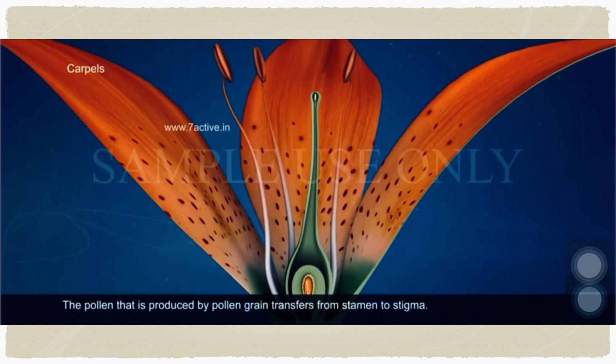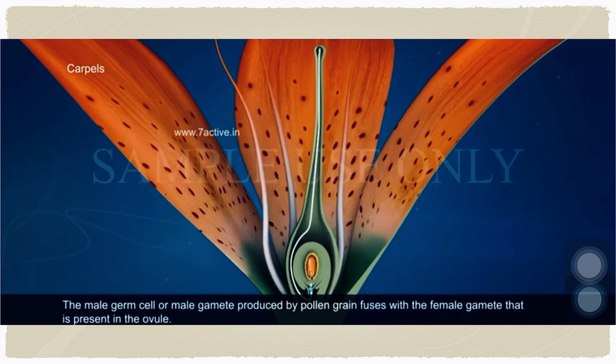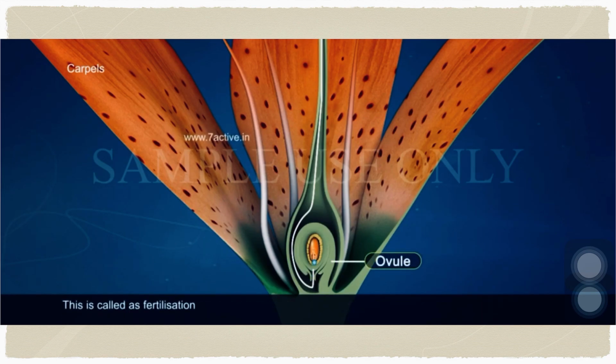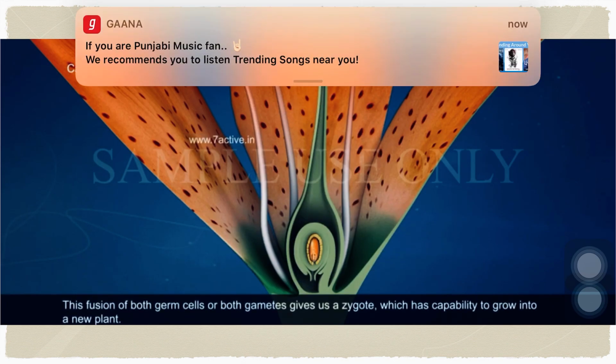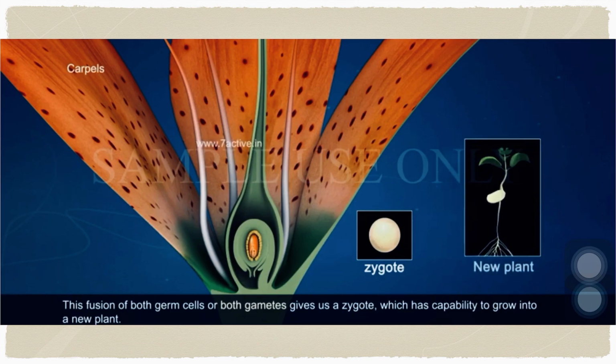The pollen produced by the pollen grain transfers from the stamen to the stigma. It moves through the style and reaches the ovary. The male germ cell or male gamete produced by the pollen grain fuses with the female gamete present in the ovule. This is called fertilization. This fusion of both germ cells, or both gametes, gives us a zygote which has the capability to grow into a new plant.